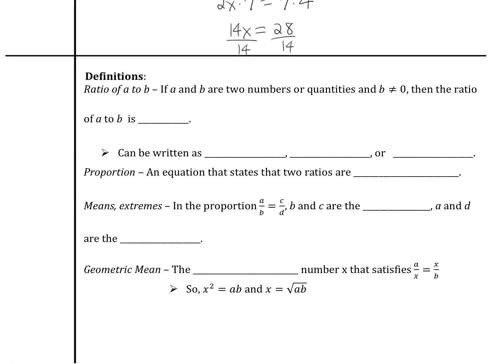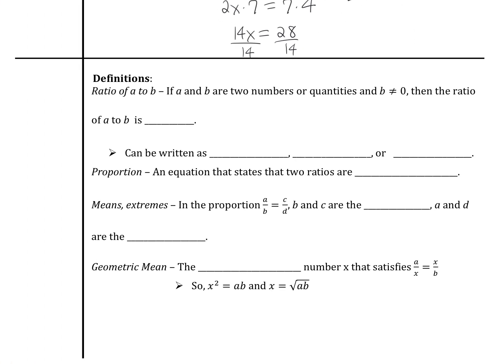All right, ratios. We got some definitions here. A ratio: if A and B are two numbers or quantities and B does not equal 0, then the ratio of A to B is A over B. The operation that we use with ratios is division. So it can be written as A over B, like this over here. It can be written with the word to, A to B, or as A colon B, another way to write a ratio.